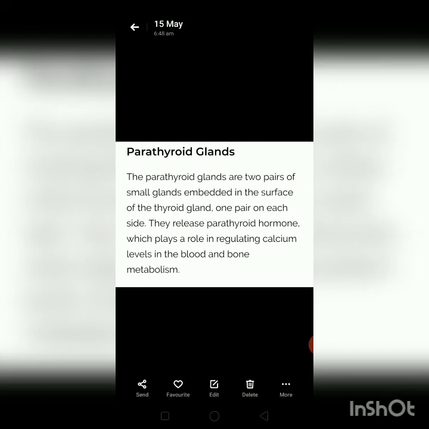Parathyroid glands. The parathyroid glands are two pairs of small glands embedded in the surface of the thyroid gland, one pair on each side. They release parathyroid hormone, which plays a role in regulating calcium level in the blood and bone metabolism.